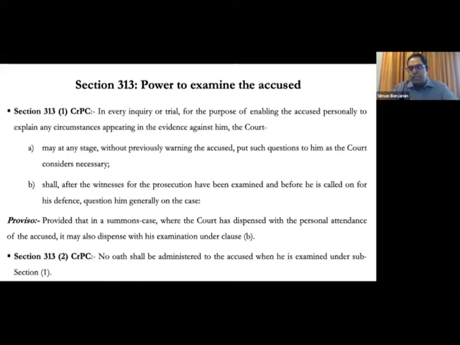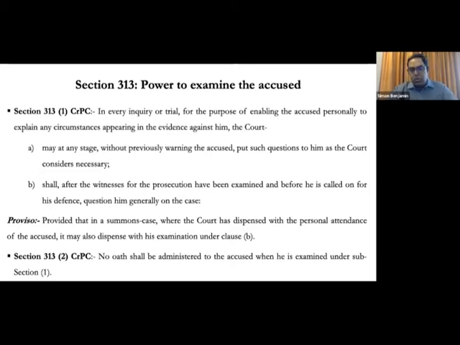They have to either say, yes, I have done it, or no, I have not done it, and I want a trial. That's about it. There is no further explanation that is being asked of the accused, and neither is the court interested in hearing it at that stage. But at this stage, it is important for the accused to take this opportunity to explain every question that is being put by the court.